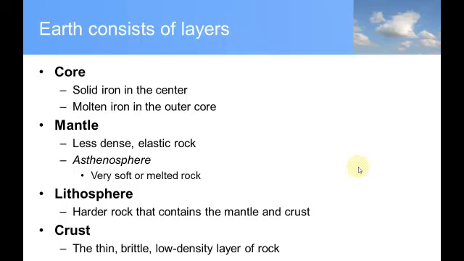Around the core, there is the mantle. The mantle is a less dense and more elastic kind of rock material. It has a number of layers, including the asthenosphere, which is a very soft or molten layer of rock. And around the mantle is the crust, which is a very thin, brittle, low-density layer of rock.